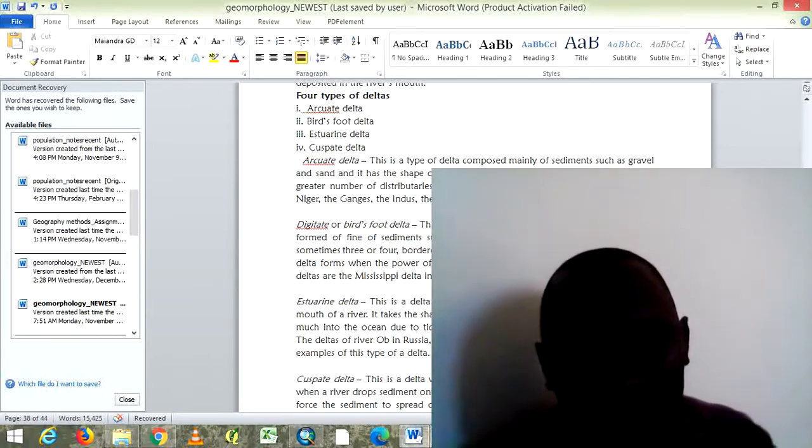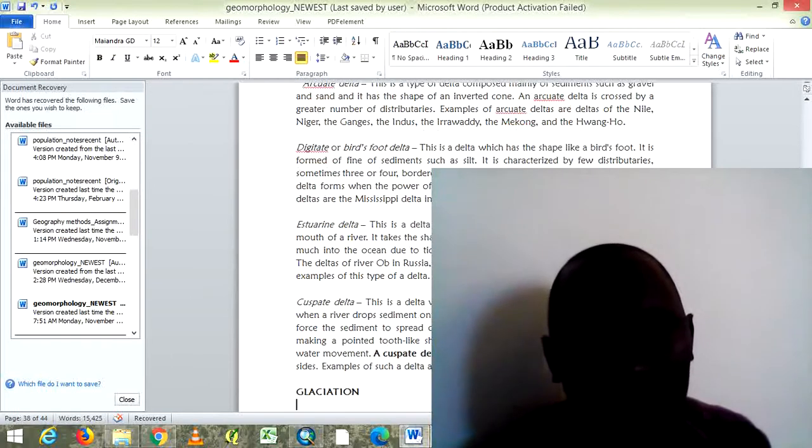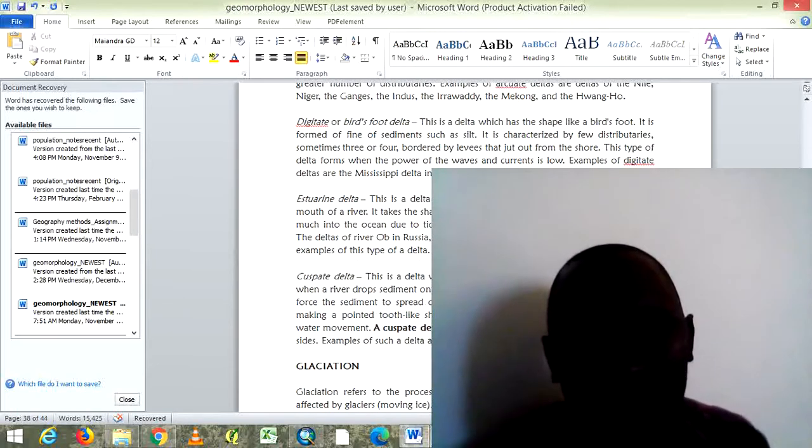The cuspate delta is a delta which looks like a tooth-shaped feature. It is formed when a river drops sediment onto a flat, straight shoreline with stronger waves, making a pointed tooth-like shape with sides curved by regular opposing and gentle water movement. It extends to the sea as a V shape with long curving sides. Examples of such deltas are the Ebro Delta and the Tiber Delta in Italy.